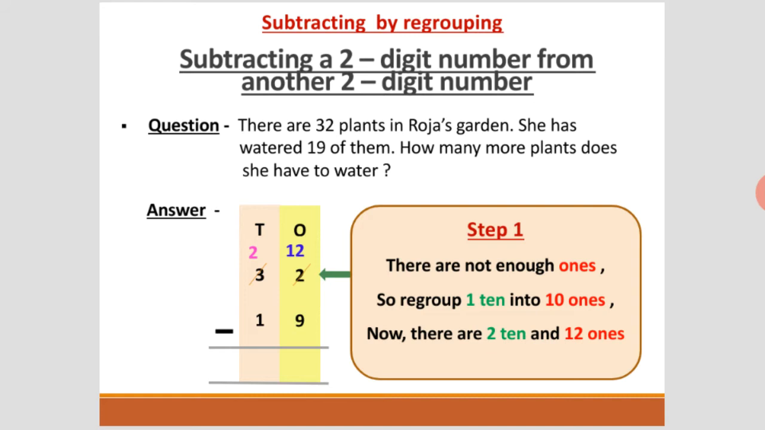Let us solve this question. There are 32 plants in the rose garden. She watered 19 of them. Now we have to subtract 19 from 32 to get the answer. First, we write the numbers as per the place value. As we cannot subtract 9 from 2, we need to regroup the 3 tens. So 3 tens is equal to 2 tens plus 10 ones. Now write 2 in the tens column and 10 plus 2 to get 12 ones. We write 12 in the ones column.